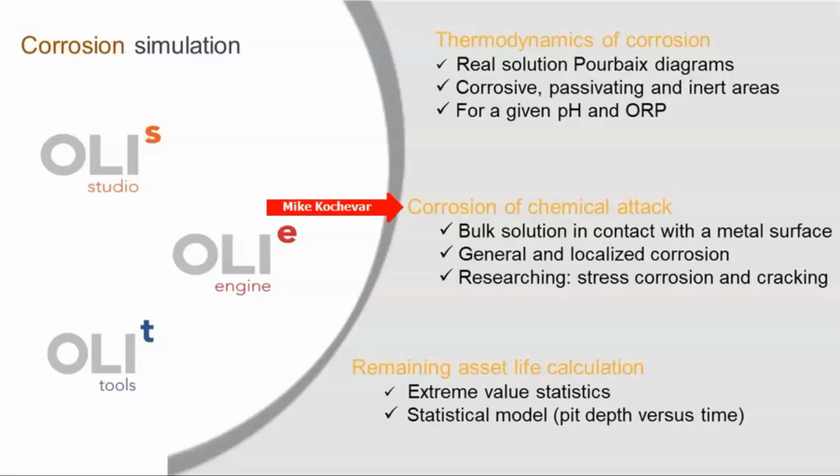And then, I don't know if the syllabus includes remaining asset life. This is something we call extreme value statistics, which allows you to compute, based on information about a pit, a model that will tell you the time to failure of your asset. We can look at some of that as well. That's part of the corrosion analyzer tool.